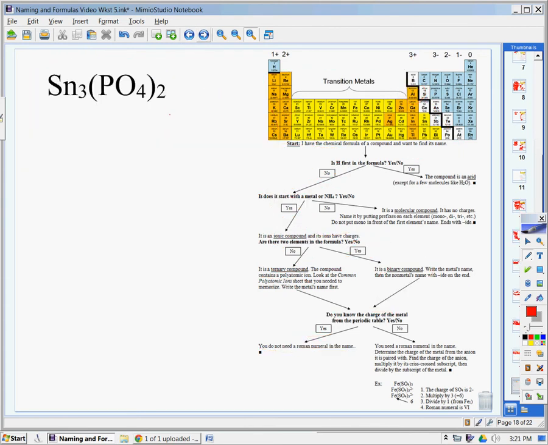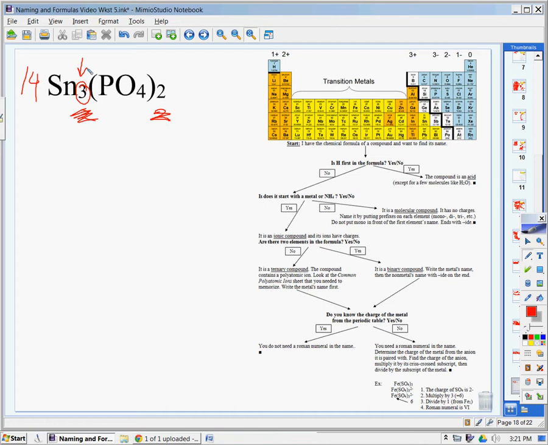Let's move on to 14. There was a typo originally on this on the worksheet. I'm sorry. Sn should have a 3 down here. You might have a worksheet where it's a 2. It's actually supposed to be a 3. It shouldn't affect your answer that much, but you can't have a 2 here and a 2 here because the ratio would have to reduce, and that actually couldn't exist. You shouldn't have Sn2(PO4)2. So typo, make sure there's a 3 there.